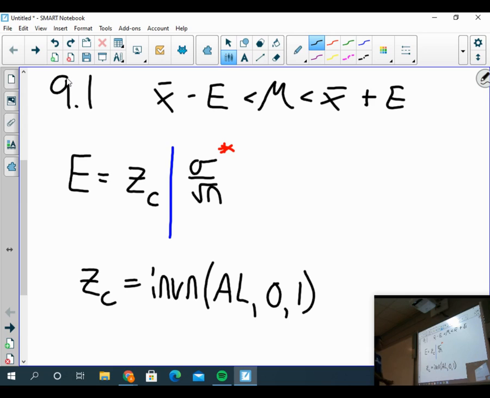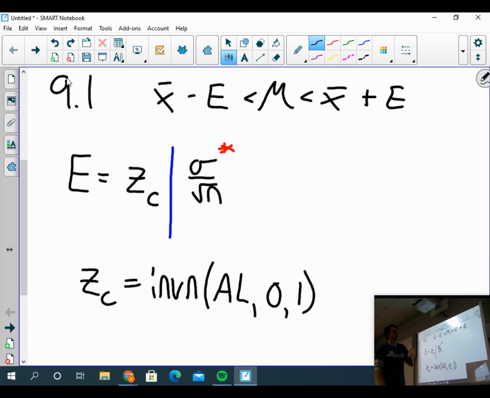Okay, so this was our general idea for 9.1 confidence intervals. My sample mean doesn't equal the population mean. So we do the next best thing. We come up with an interval that we can say with a degree of confidence, our interval based on our sample data will contain the population mean.